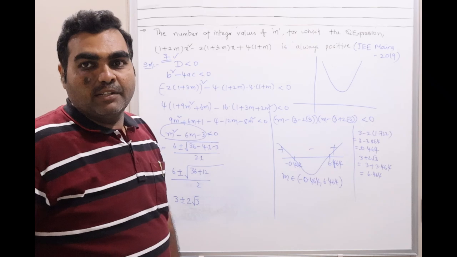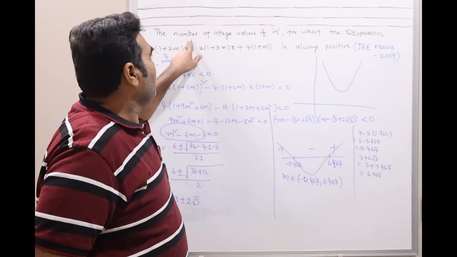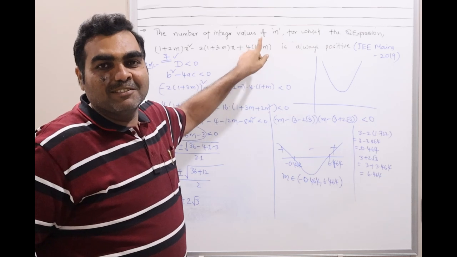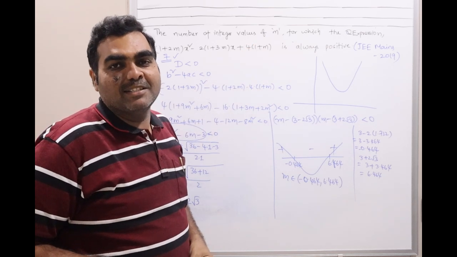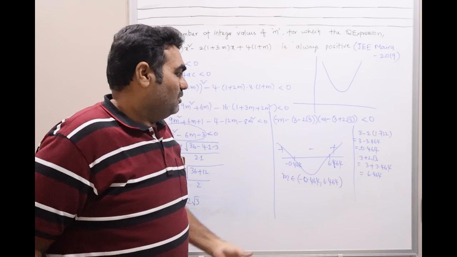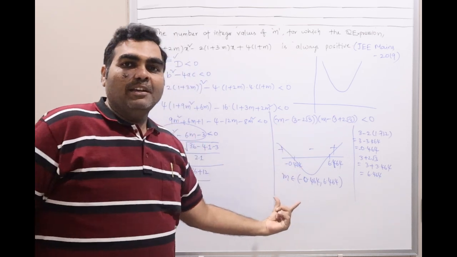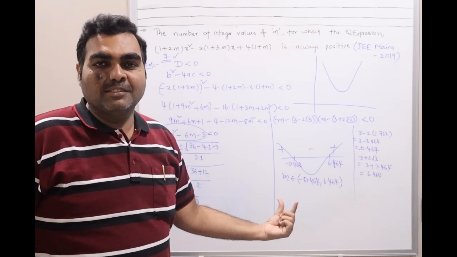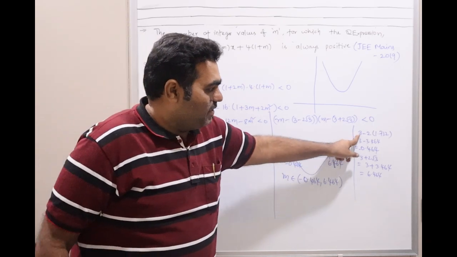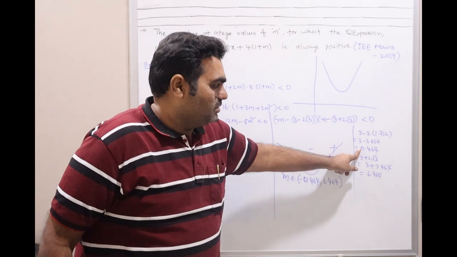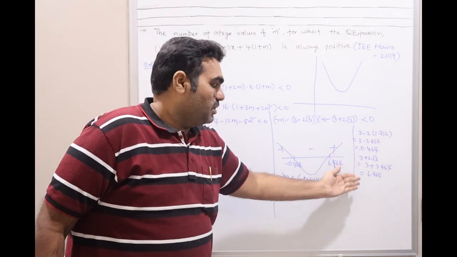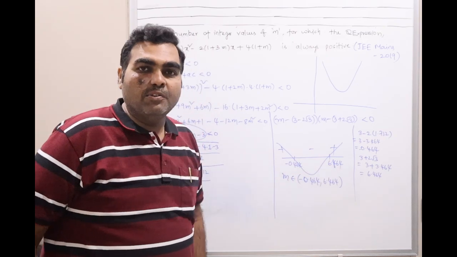Okay, he is asking for the number of integer values of m, so you need to count carefully. This is what I am repeatedly saying, right? After solving everything correctly, if you make a mistake, then it is very painful. So please calculate very carefully. This is a simple calculation, 3 minus 2√3 and 3 plus 2√3. Simple calculation it is, so accordingly you can get it.